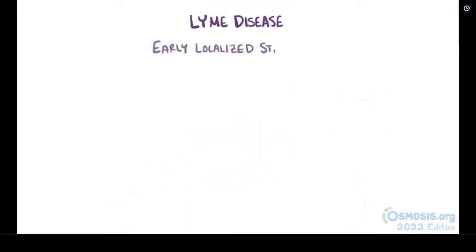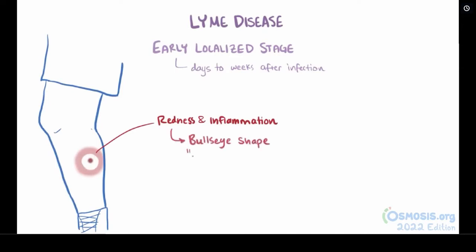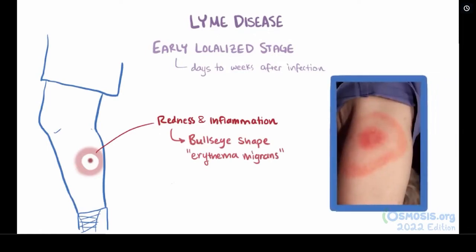The early localized stage of Lyme disease is usually days to weeks after the initial infection. As the bacteria spreads from this initial point, redness and inflammation expands as well. Sometimes the space between the initial bite and the outer radius of the rash is cleared of bacteria, leading to a bullseye-shaped rash, also known as erythema migrans, which is a classic sign of early Lyme disease. In addition, there might be some vague flu-like symptoms at this stage as well.